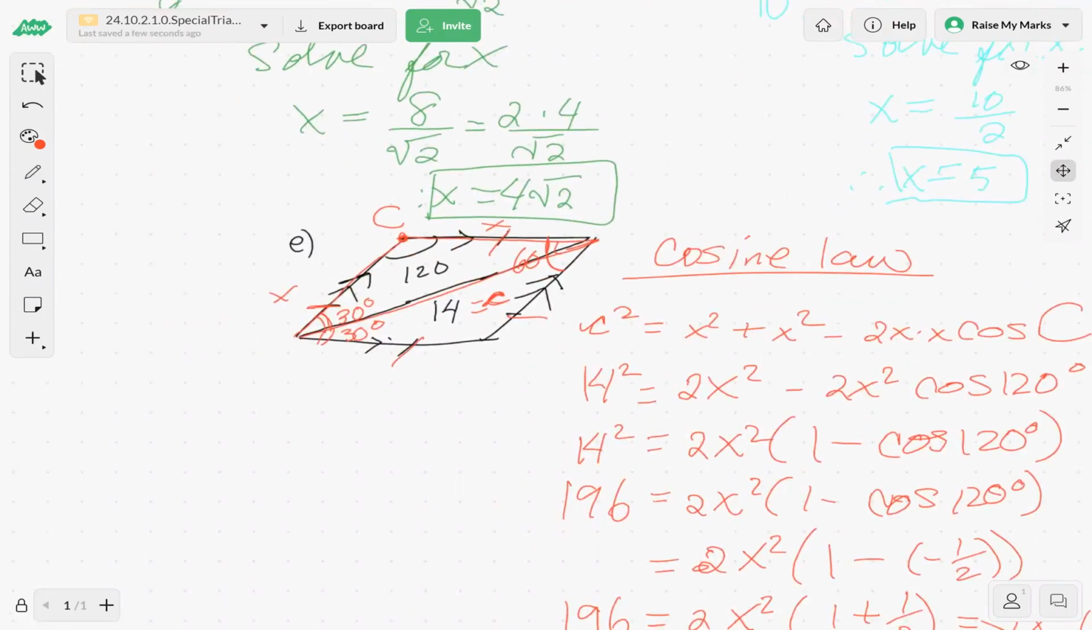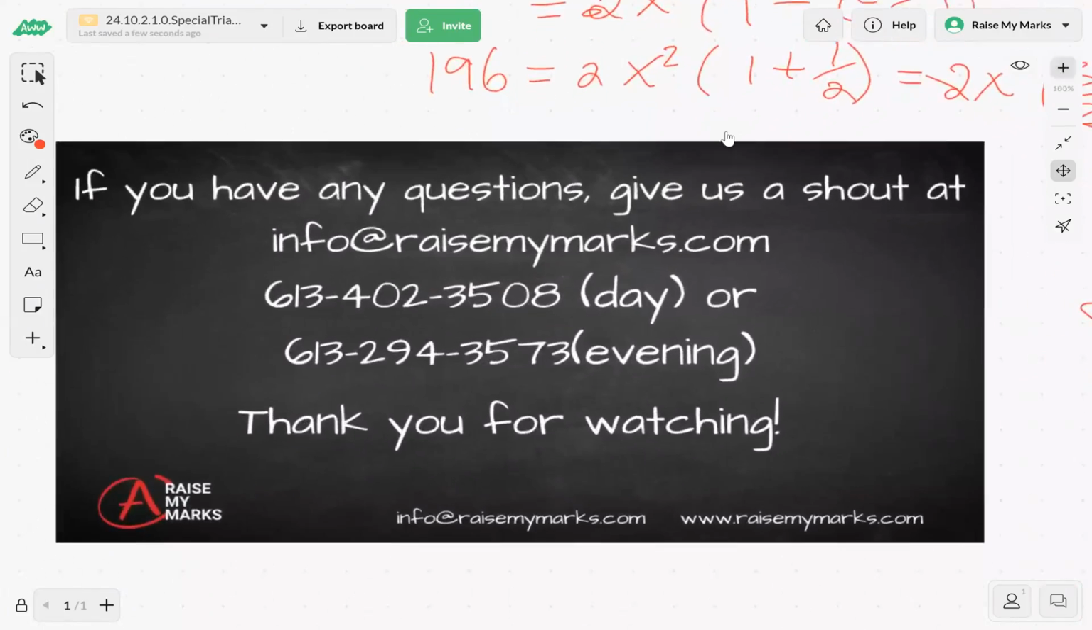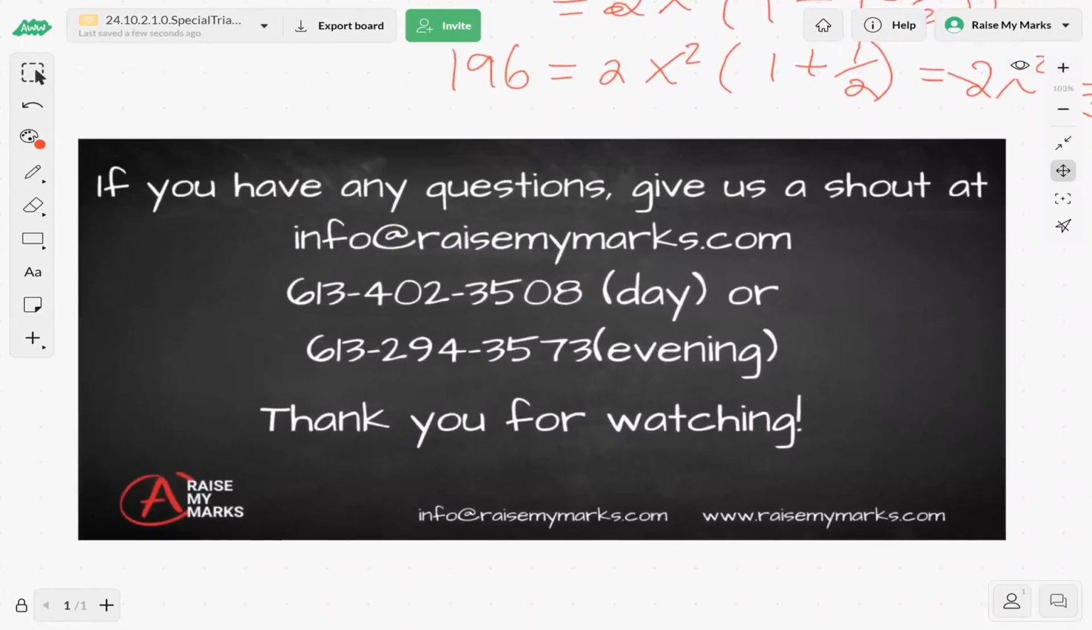Excellent. So that brings us to the end of our session today. Special triangles. We had one example with the cosine law.